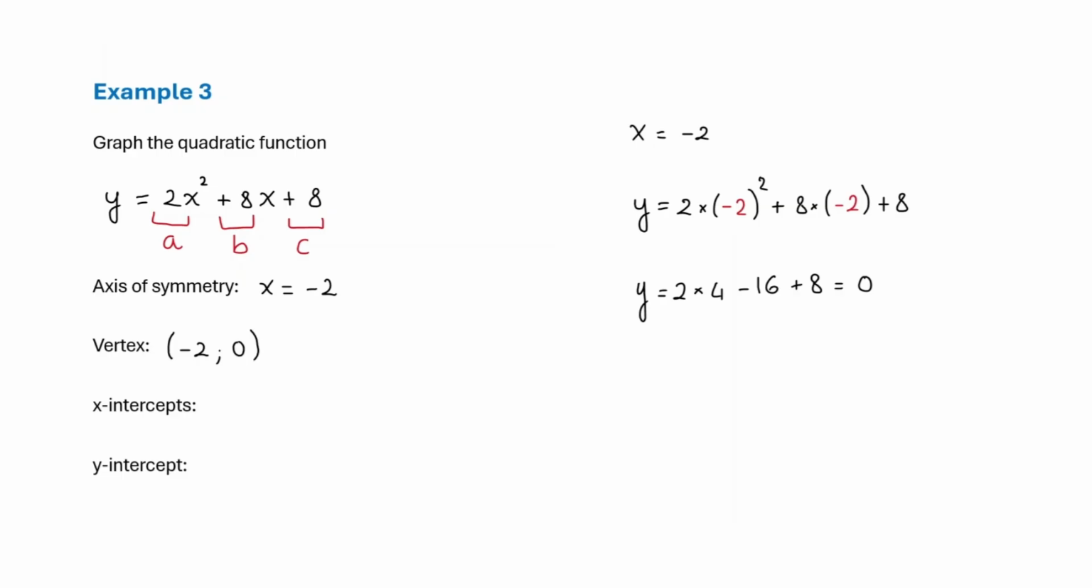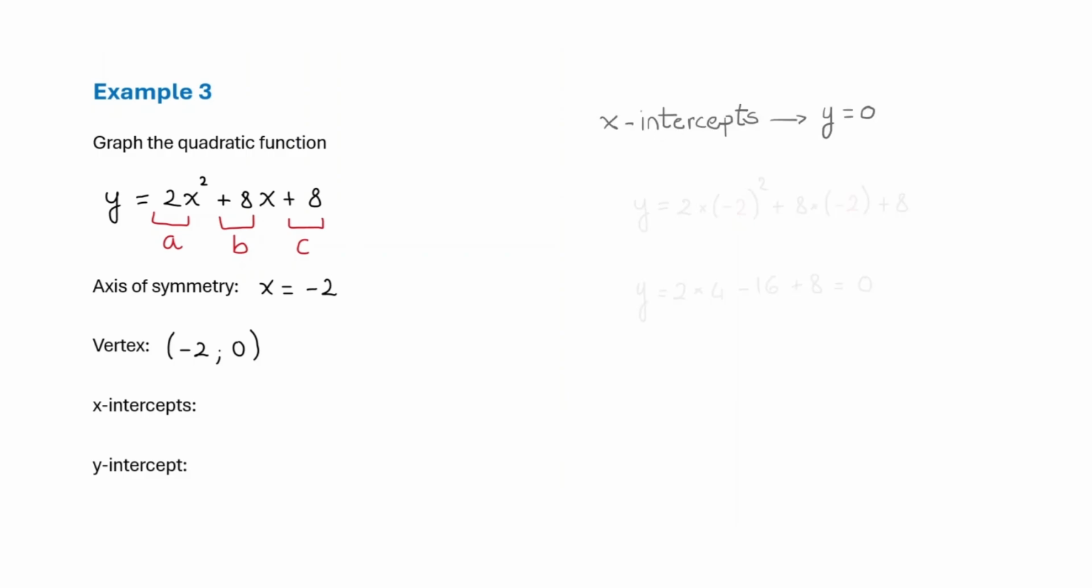Now here's something worth noticing straight away. The vertex has a y-coordinate of 0, which means it sits exactly on the x-axis. Therefore, the vertex is also an x-intercept. Since the parabola opens upwards and the vertex is its lowest point, we expect this point to be the only x-intercept. Let's confirm this. To find the x-intercepts, we set y equal to 0.